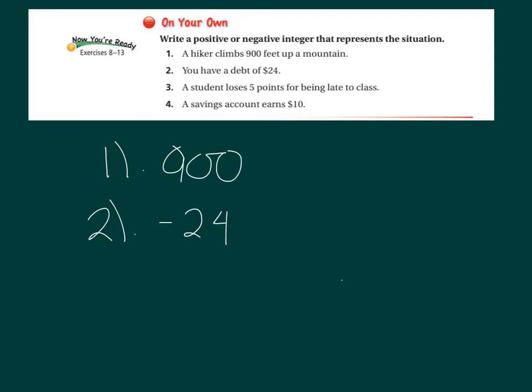A student loses 5 points for being late to class. Number 3, we're going to say if they lose something, they're going to go negative. A savings account earns $10. Again, we're gaining money when we earn money, so we're going to say 10 is positive. So 900, negative 24, negative 5, and positive 10.